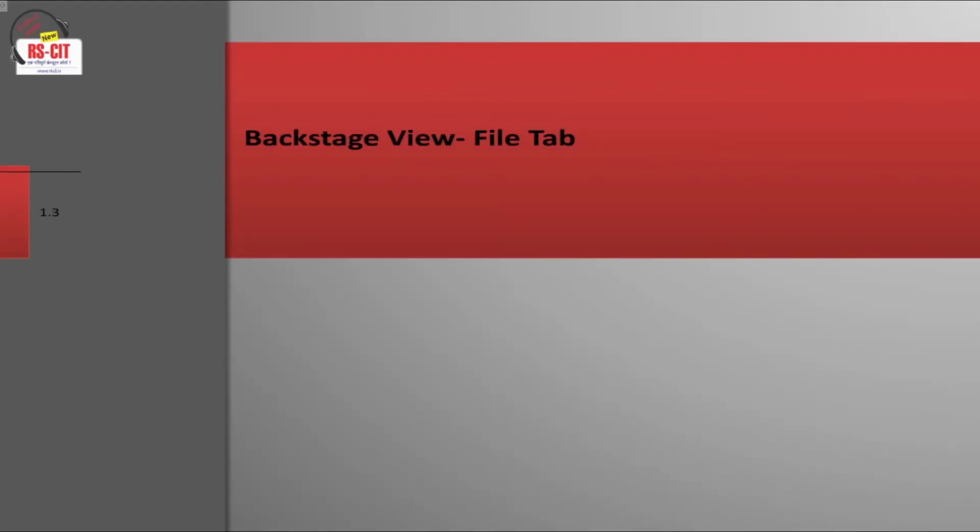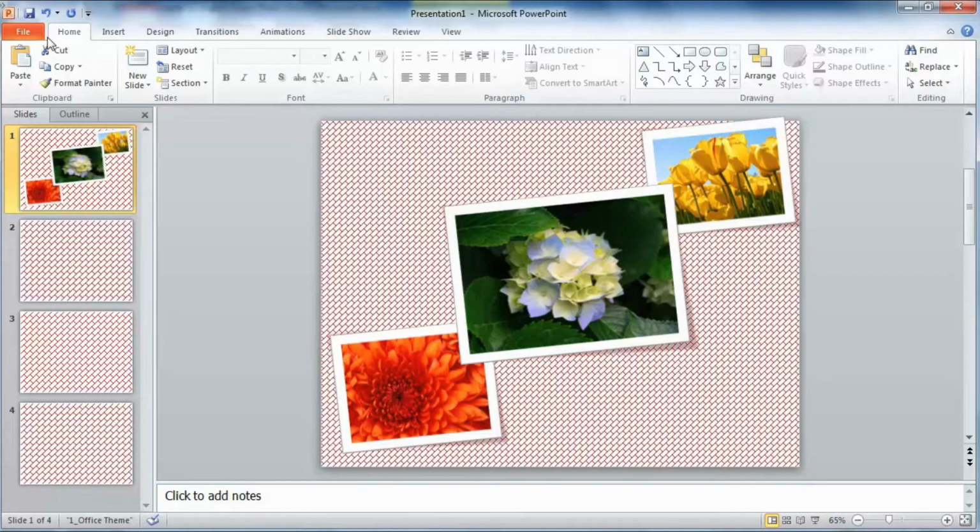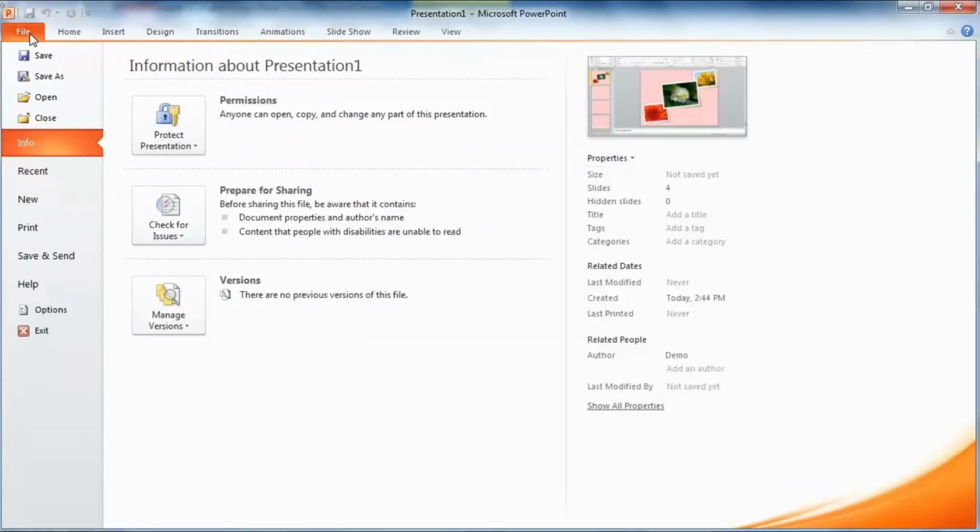Backstage View, File tab. The File menu in PowerPoint 2010 is also known as Backstage View. You can set many program options and manage files, that is, open, save, print, find info, etc. The menu on the left provides access to the hidden features of PowerPoint available only to those who venture backstage. Commonly, Backstage View displays information about the current presentation.